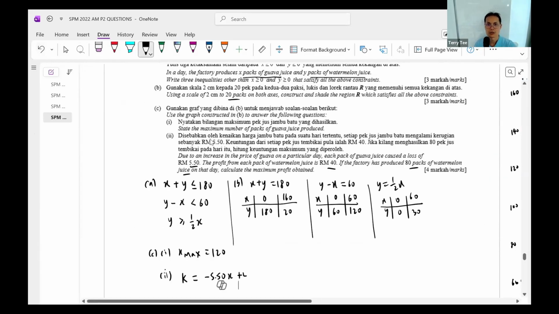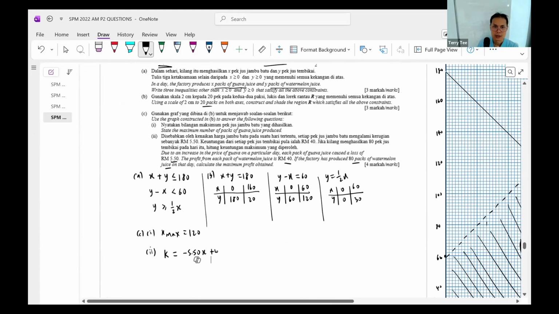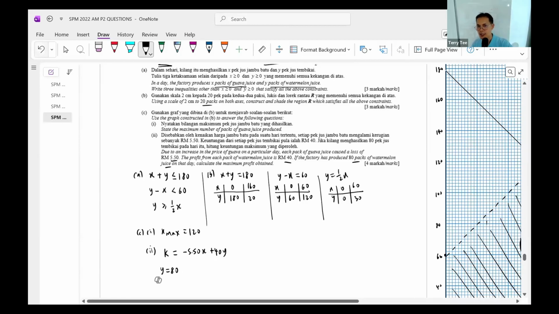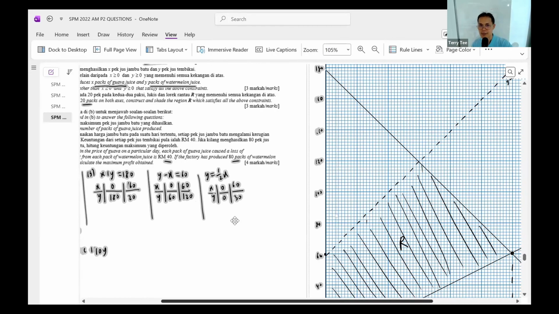You're finding your maximum profit. So this is correct, 40x, 40y. This is correct. Just that it's not your x that's 80, it's your y that's 80. Watermelon is 80. So in this case, when your y is 80, what is the smallest value of x? Because if your x is smaller, you have less losses, right? If you sell a lot of guava, you make a lot of guava juice, then you lose more money, right?